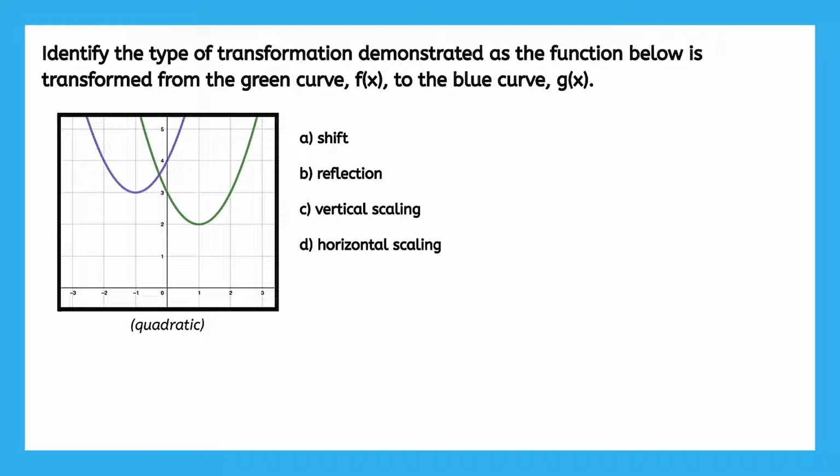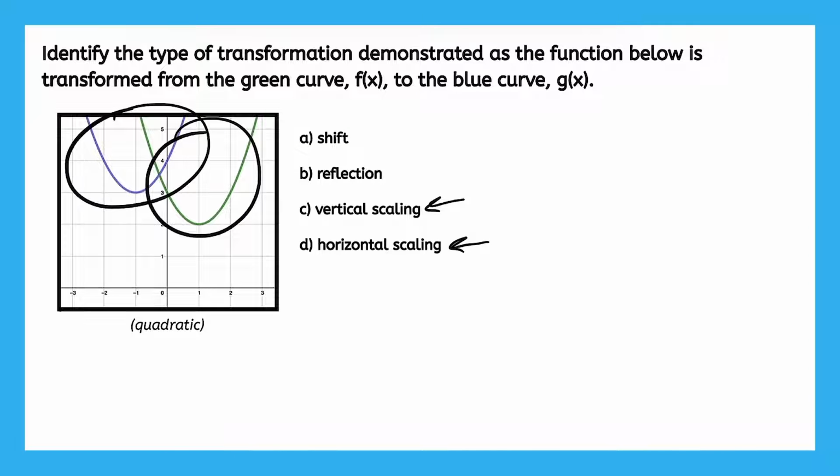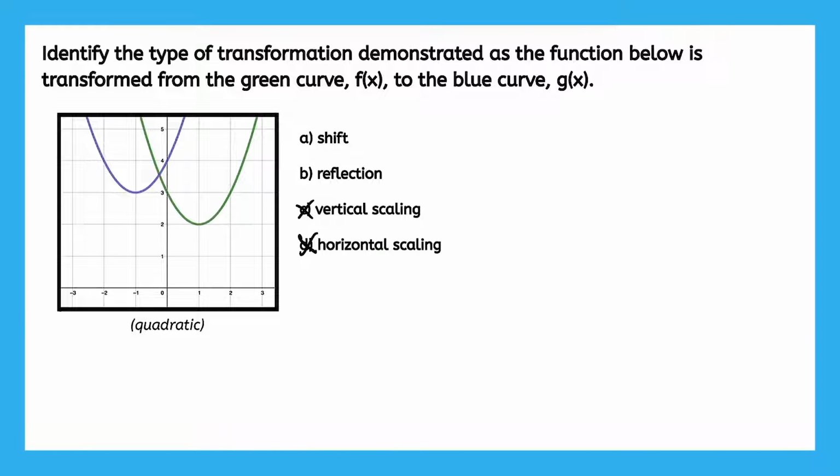I know that with a horizontal scaling and a vertical scaling, the shape of the graph will change because it will be compressed or stretched. But I can see that this green curve and this blue curve are the exact same shape, so the answer could not be C or D. Now, is this green curve being reflected over the y-axis? It's not, because if it were, the vertex of the blue curve would have to be at the exact same y value as the green curve, but it's not. So this transformation is not a reflection either, which leaves only one option. It must be a shift.